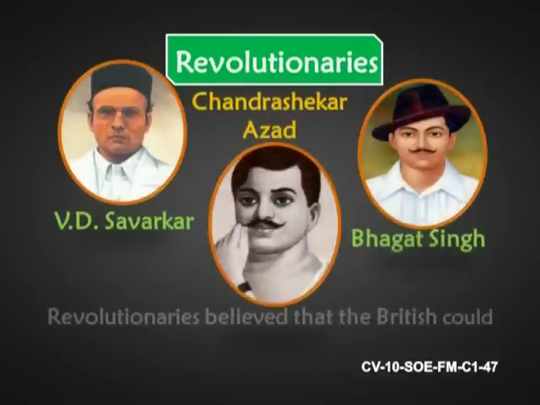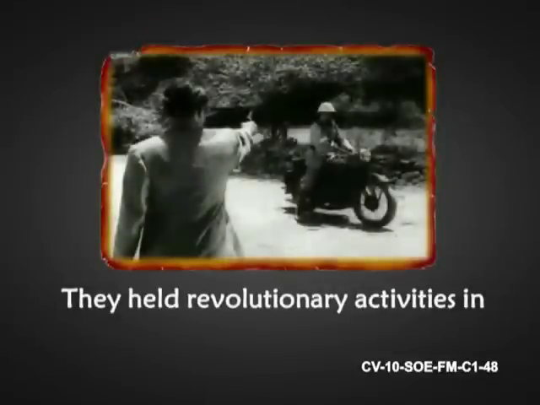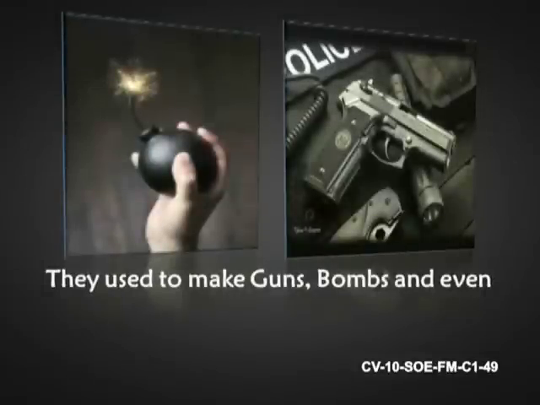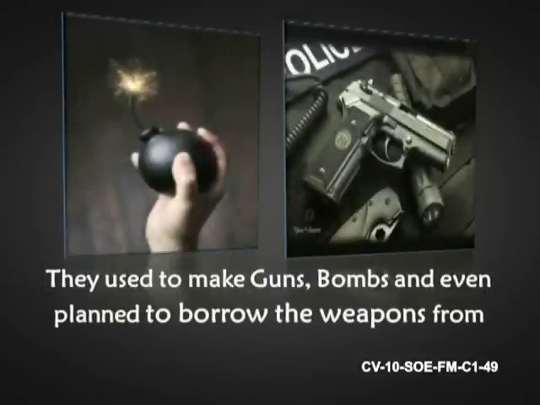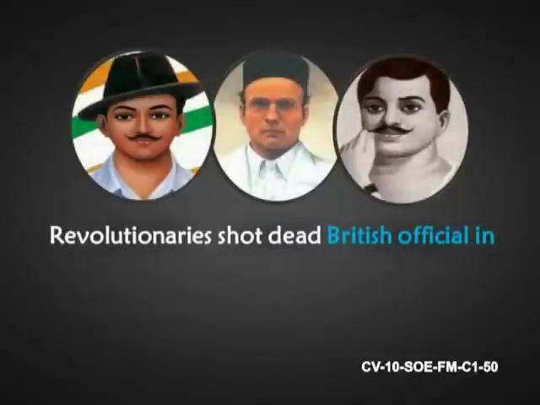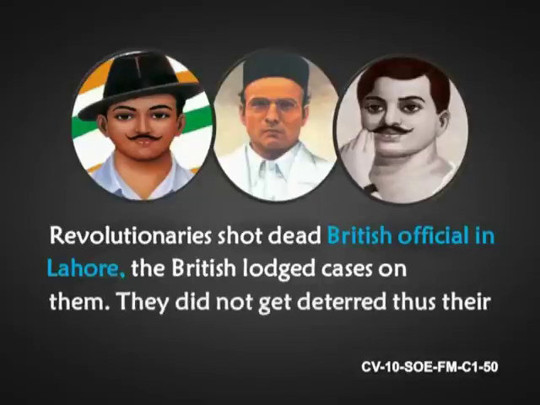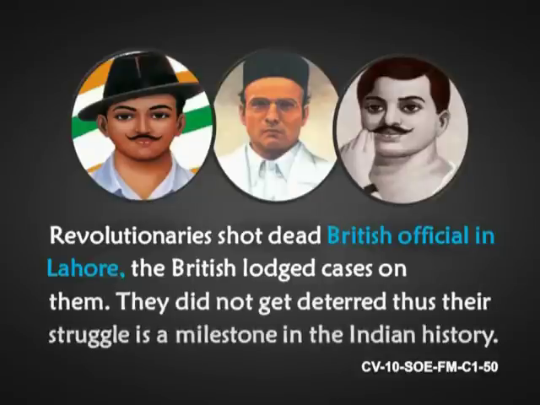Dear students, let us now learn about the revolutionaries. Revolutionaries believed that the British could be thrown out of India only by violent means. They held revolutionary activities in various parts of India. They used to make guns, bombs, and even planned to borrow weapons from the British enemy nations. Revolutionaries shot dead British officials in Lahore. The British lodged cases on them. They did not get deterred, and thus their struggle is a milestone in Indian history.